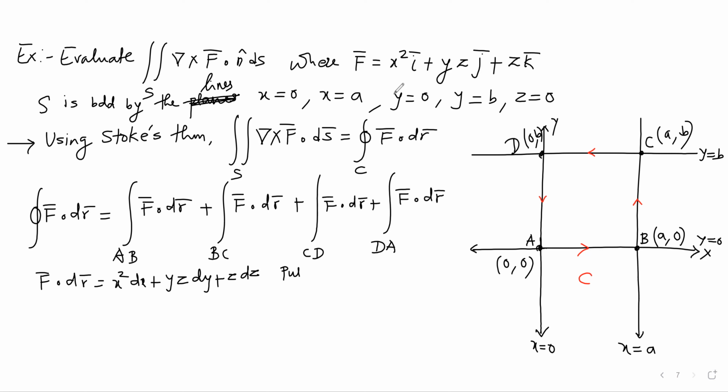Here put z equal to 0. So that means dz is 0. So what do I get for F dot dr now? F dot dr will become x squared dx because we are putting z as 0. In some cases, it may be given that z equal to 1, or z equal to 5, like that. So there you have to just see what kind of integration you are supposed to get.